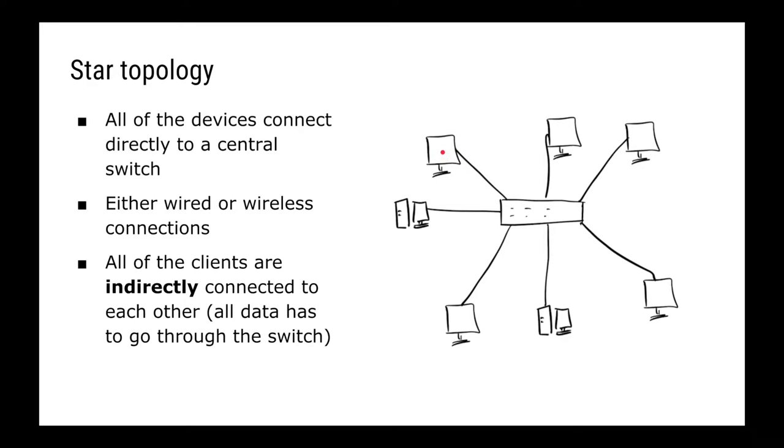If this client wants to share a file with this client, it sends a message down to the switch, which sends it back up to that client, and so on. We're going to look at switches a bit later, so don't worry if you're not sure what a switch is. We'll be looking at that later in this video. But as you can see, there's an indirect connection between all the devices on the network. They all have to go through that central switch. And this could be a wired connection, or it could be a wireless connection as well.